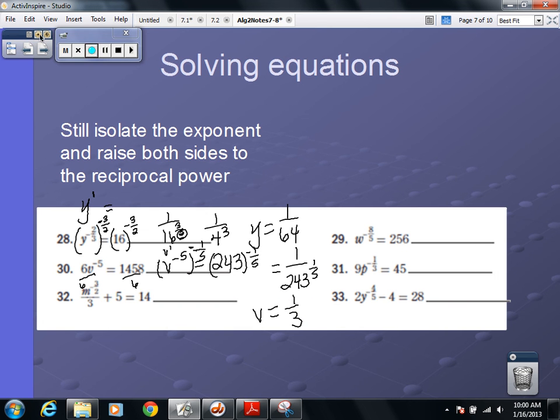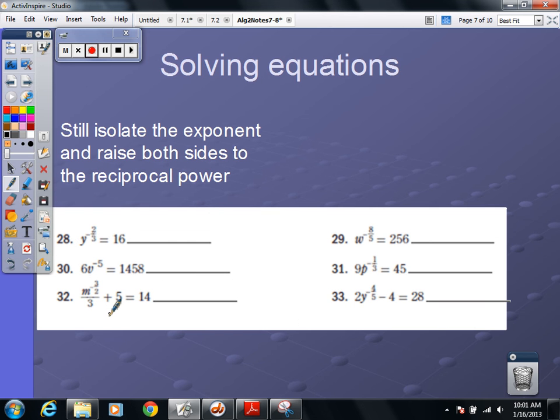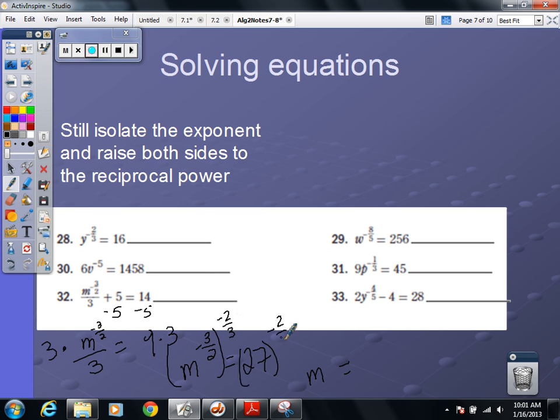Okay, I'm going to clear some space here because I'm a little sloppy. Let's talk about this one, 32. First thing I'm going to do is subtract 5 from both sides. m to the negative 3/2 over 3 equals 9. Multiply both sides by 3. m to the negative 3/2 is 27. I need m to be to the first power. To get m to the first power, I'm going to take both sides to the negative 2/3 power. When I multiply that through, I'm going to get positive 1, which is what I'm wanting.